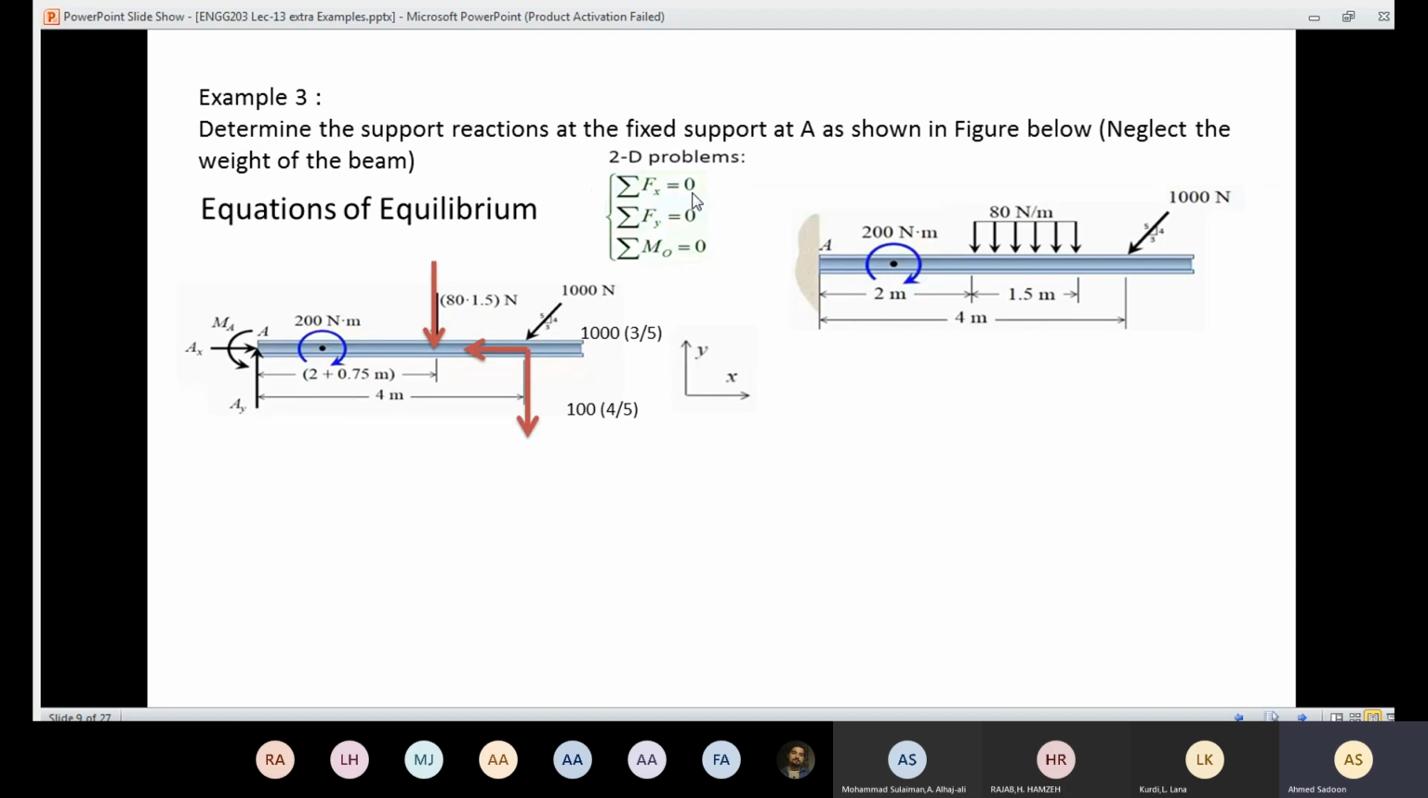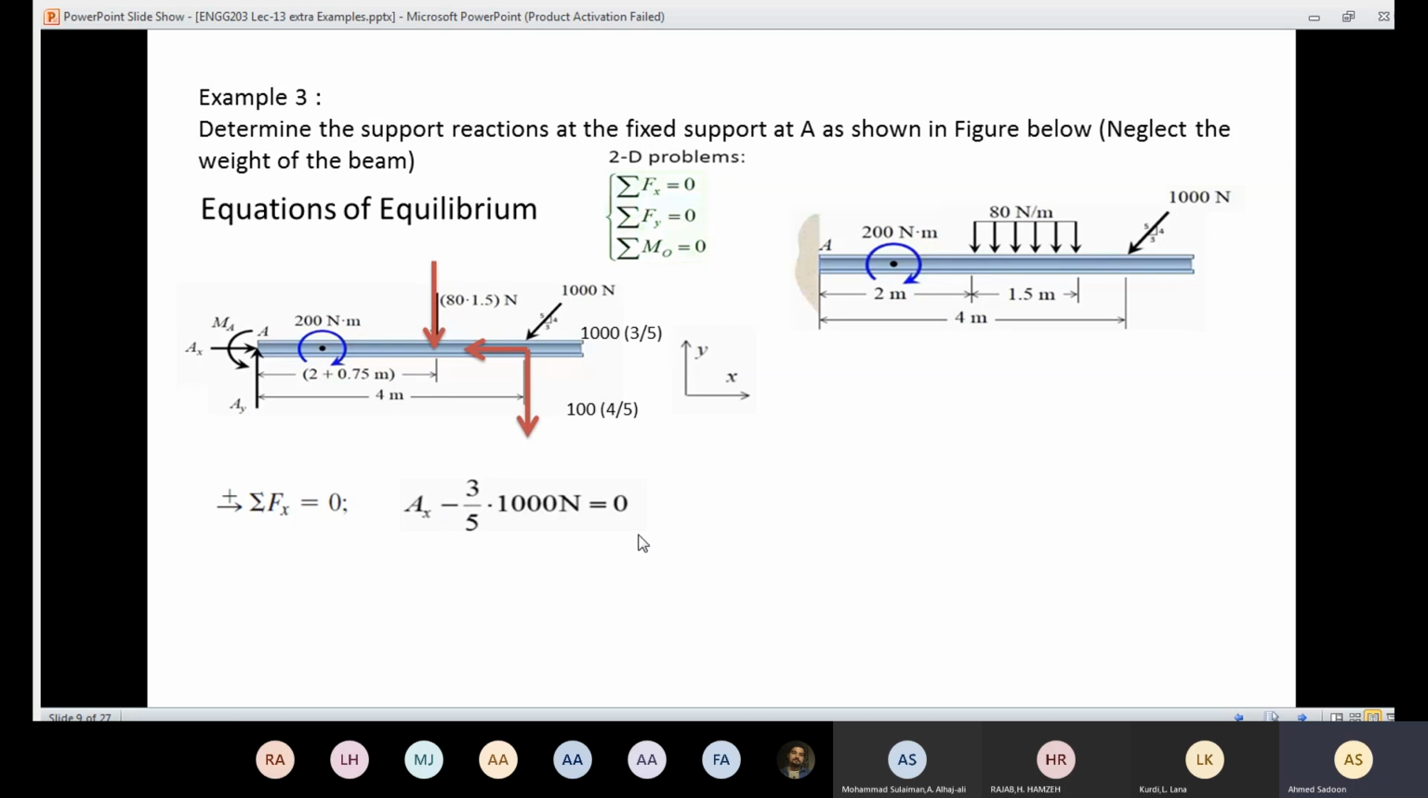So we are going to start with the first one, the summation of X. Summation of the forces in X direction is going to equal 0. And we need to remember the sign convention. Here it says all the forces directed in that direction are going to be positive. If it's in that direction, it's going to be negative. And let's look at the X-axis. In that axis, I have AX, which is positive, and I have 1,000 times 3 over 5, which is negative.